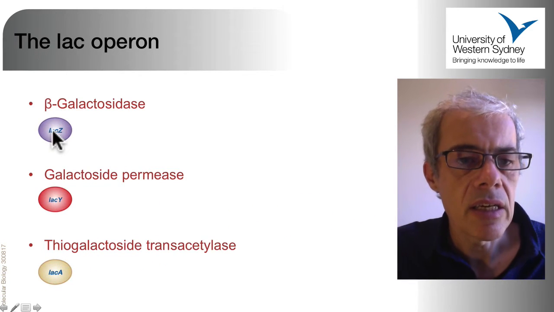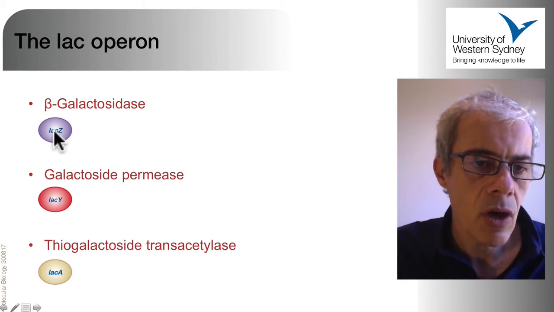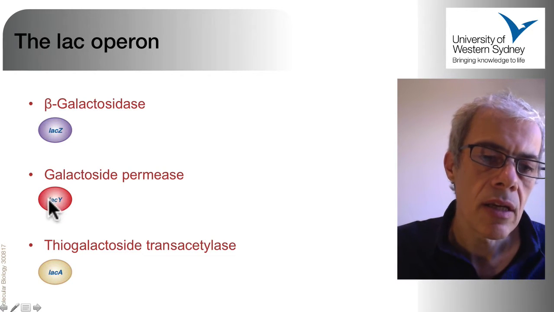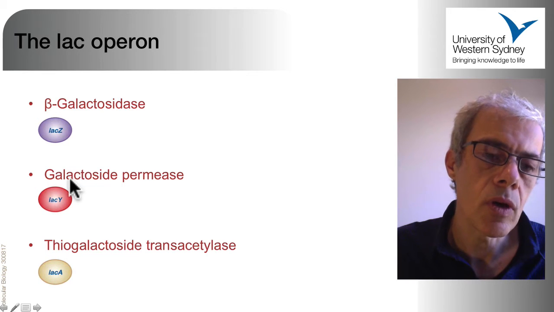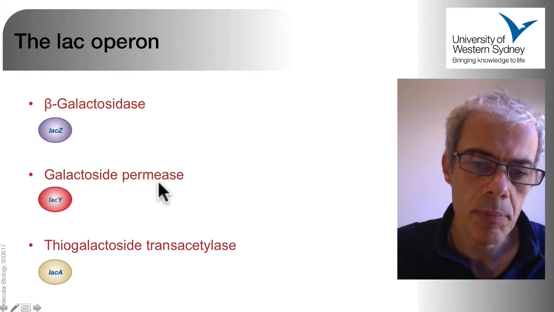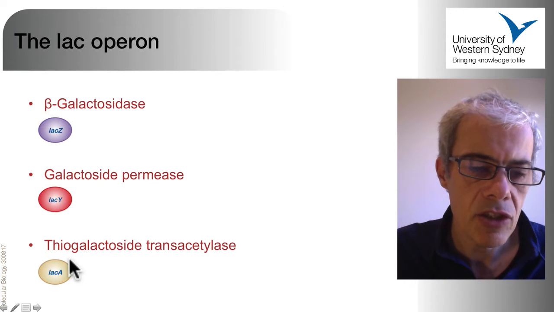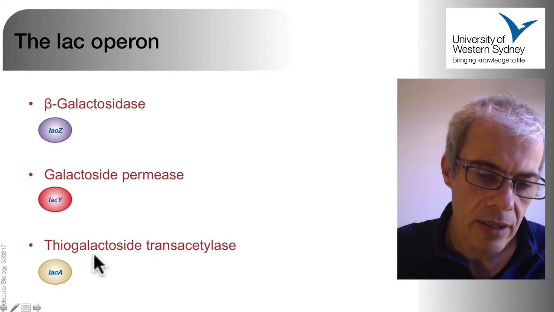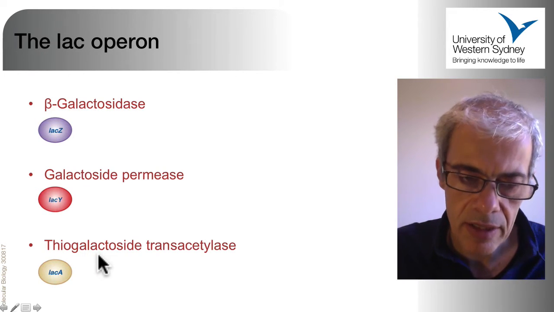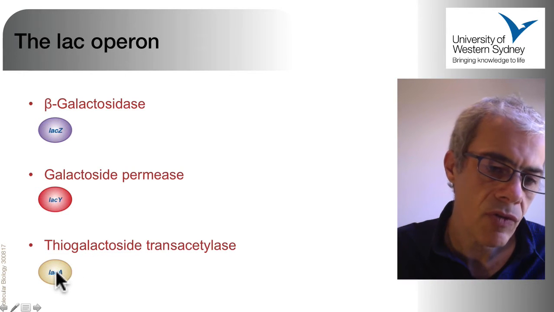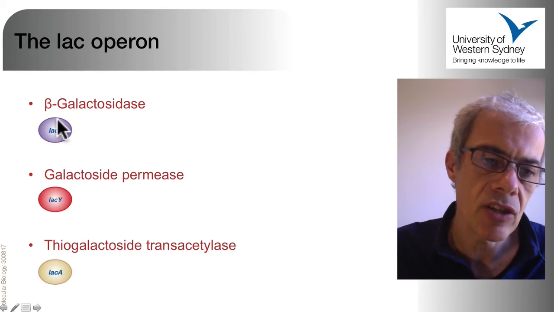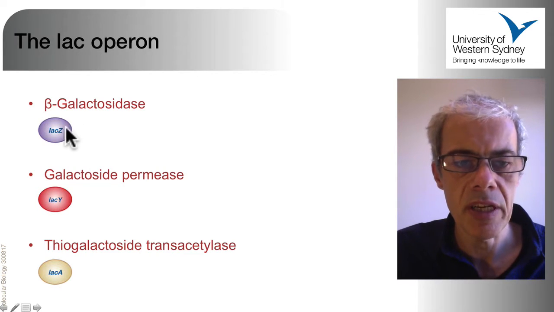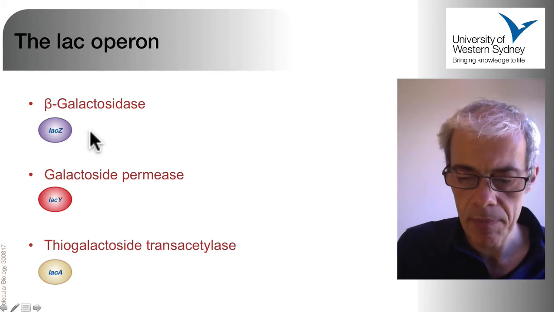The Lac Operon gives rise to 3 proteins, shown here. The gene LacZ codes for the beta-galactosidase protein. The gene LacY codes for a protein called galactoside permease, and the gene LacA codes for thiogalactoside transacetylase. I've drawn the gene names here, but I'm actually drawing the protein, so don't get confused. I'm just relating the protein back to the gene by putting the name there.